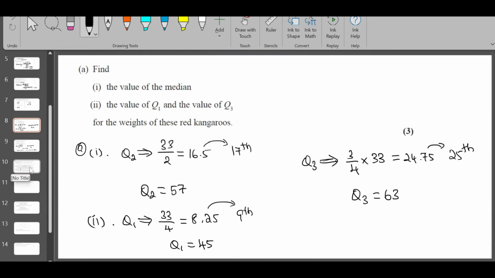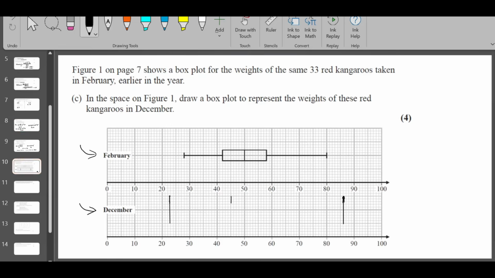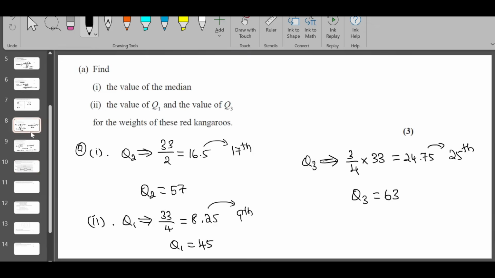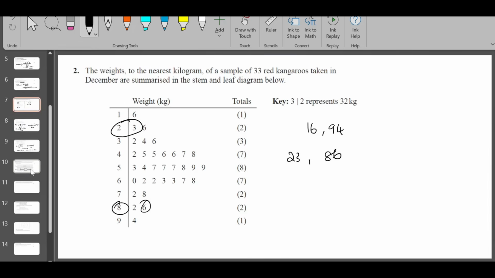45, 57, 63. 45 is here. 57 is in here. And then 63. Join this Q1, Q2, Q3 and draw a box, and draw the two whiskers connecting the lowest value and the highest value. And then the outliers are 16 and 94.